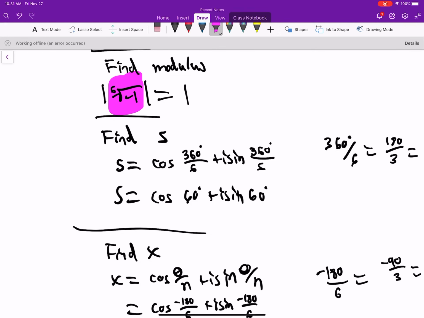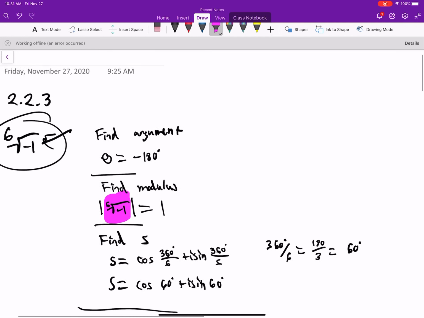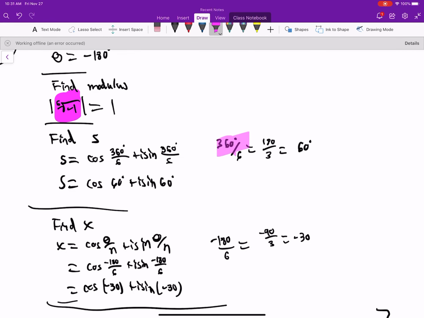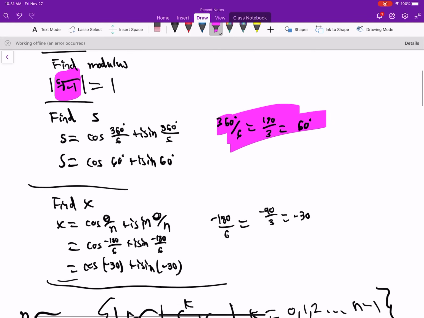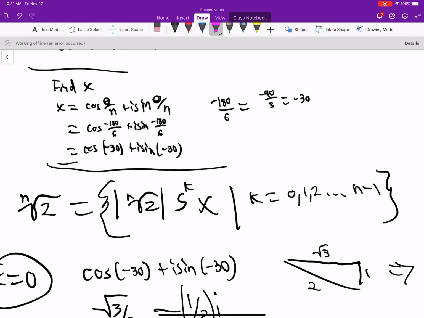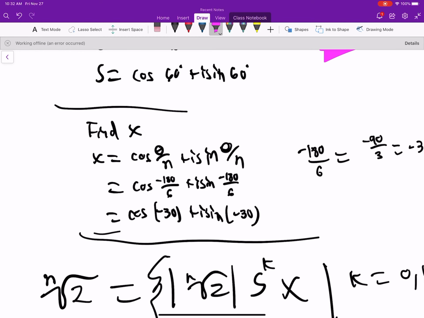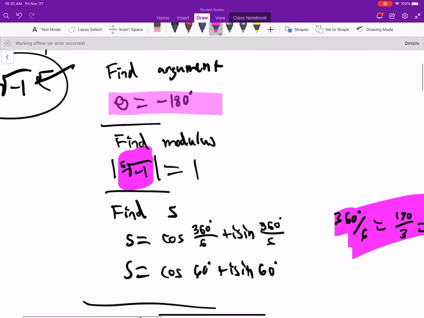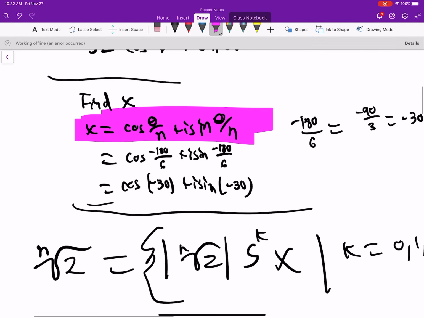I find S, which is going to be the 360, or 2 pi radians, divided by that n number there, the 6. And so we find out it's 60 degrees. And then I keep going, then I find the thing I call x. So that's the thing in the middle of the equation, the cosine theta over n, i sine theta over n, and that theta is this theta. So that's going to be -180 over 6, which is going to be that.